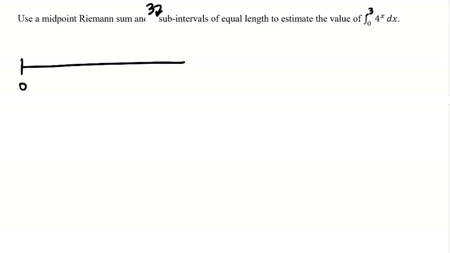There's 0. Here's 3. And we've got 3 subintervals, so it shouldn't be too hard to figure out what they're going to be. It's not always that easy. We're going to use a midpoint Riemann sum, so our actual spots that we're going to evaluate are going to be at 1/2, 1.5, and 2.5.